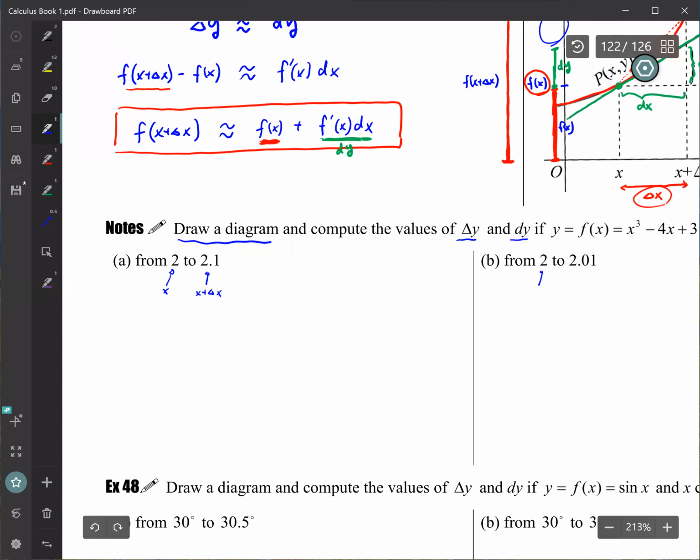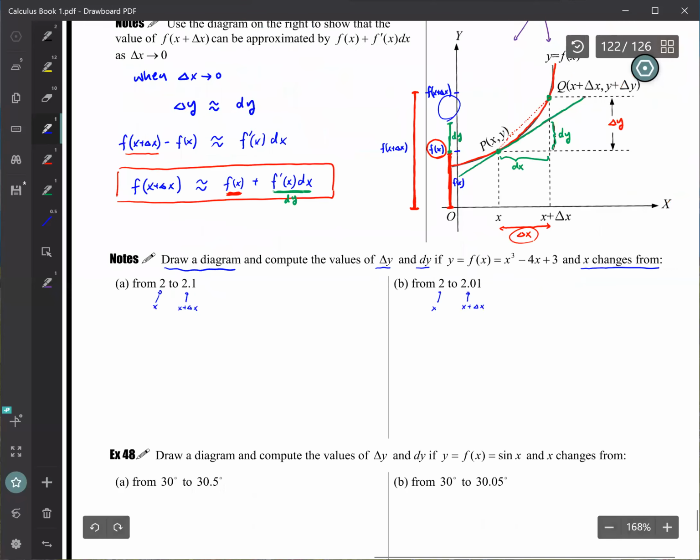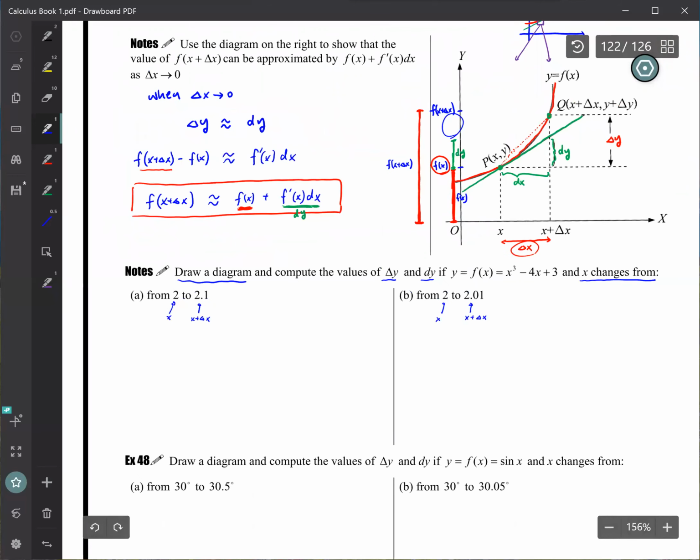Now for question B, it also goes up, right? But it doesn't go up as big as question A. It goes up just a tiny little bit, okay? And then we'll compare their values for delta y and dy. So I will go over question A together.